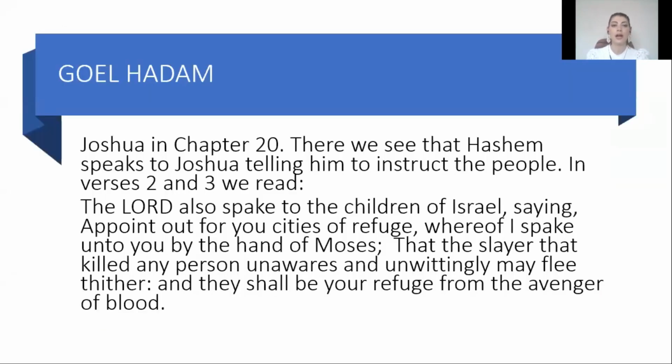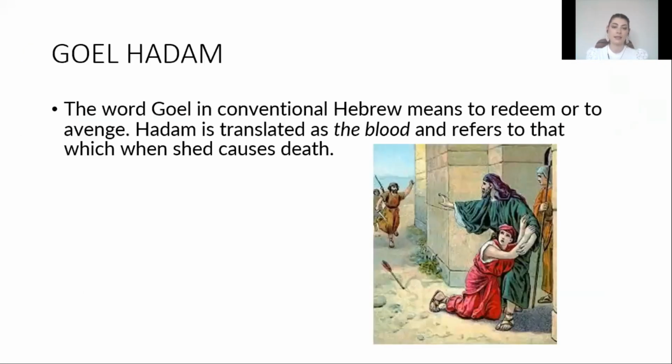And it's called the Goel Hadam. So in Joshua, it speaks of the cities of refuge and the avenger of the blood. So Goel Hadam means avenger of the blood. We have a slide telling us that a little bit later. The word Goel in conventional Hebrew means redeem, the redeemer, the family redeemer, or to avenge. Hadam is translated as blood, and it refers to that which is shed, meaning the cause of death.